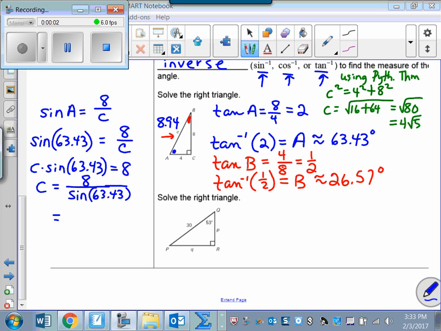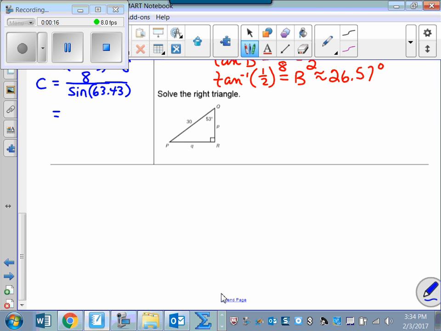I think this is where we left off last time. So I'm going to start right here and solve this right triangle. And remember, when we say we want to solve a right triangle, what we mean is we want to find all angle measures and all the leg lengths. So what do we have here?